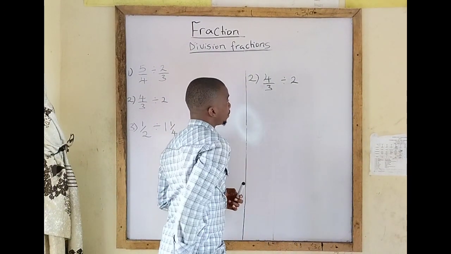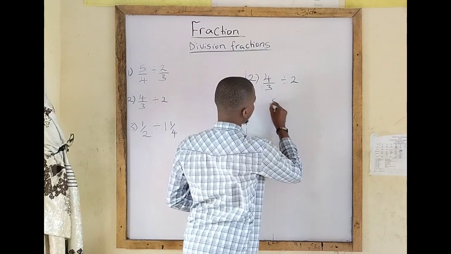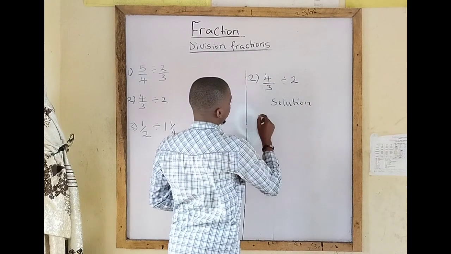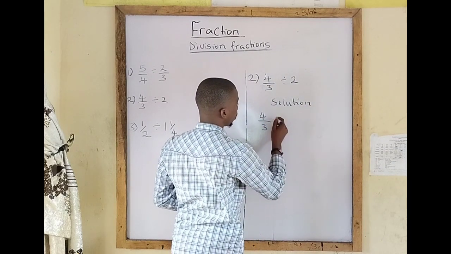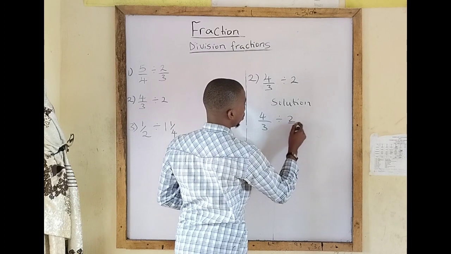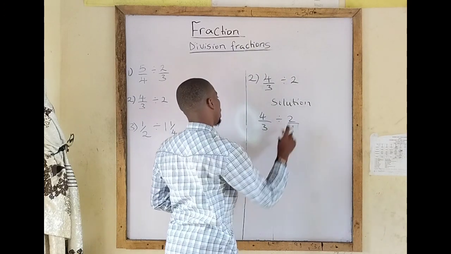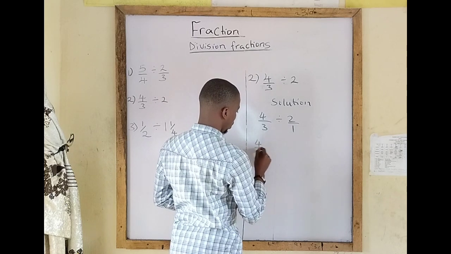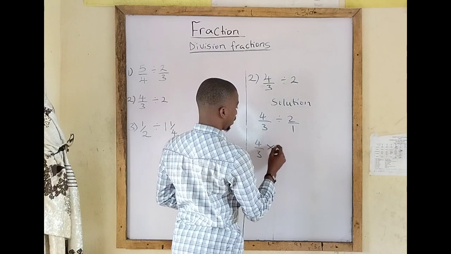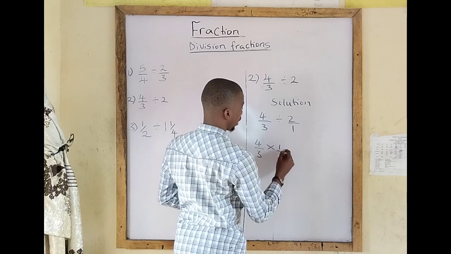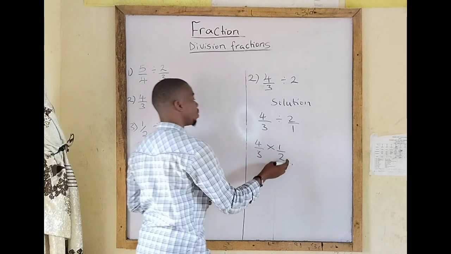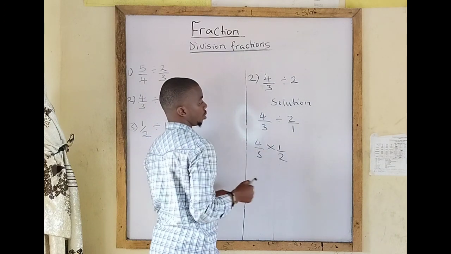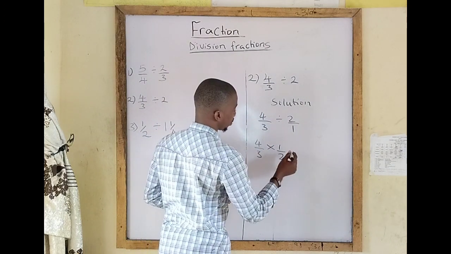So now if we write 2 as a fraction, we have 2 all over 1, and we take the reciprocal of 2 all over 1, we have 1 all over 2. Remember I said when we take the reciprocal, the division sign will turn to multiplication. So we can now multiply.